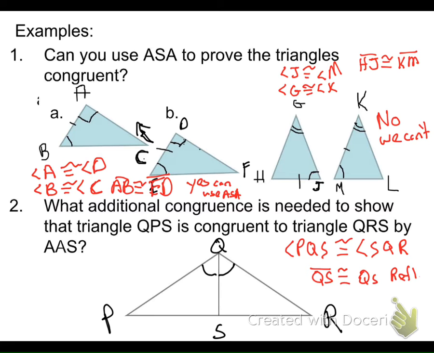Okay, so our goal is to see what else we'd have to prove. What else is needed to show angle, angle, side? So 2 angles and the non-included side. So if we proved angle S, that would be the included side. So which one would we need to show for it to be the non-included side?